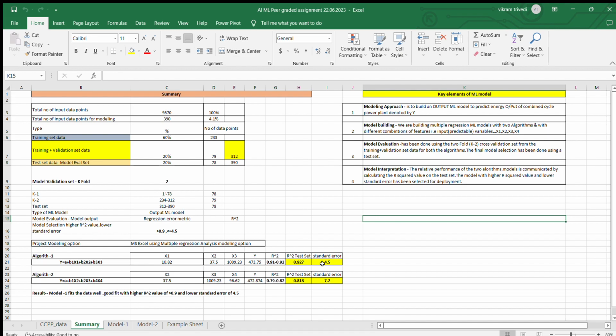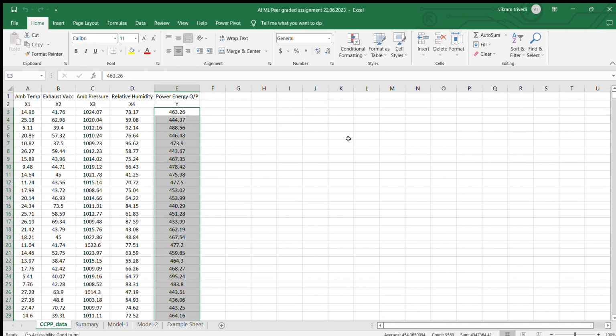And in this project we are building a machine learning model to predict the energy output of a combined cycle power plant. For this machine learning project we have been provided with a set of 9570 input data points shown over here in this Excel file. These are the four input variables, features, independent variables depicted by x1, x2, x3 and x4, and this is the power energy output depicted by y.